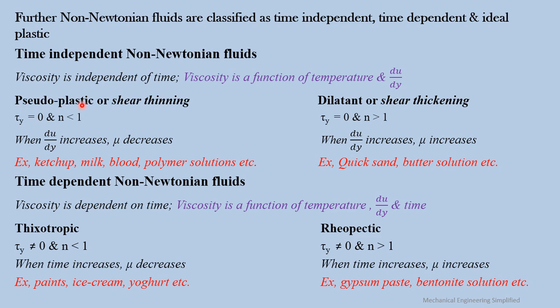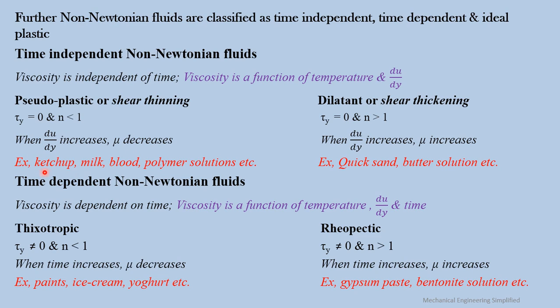One is known as pseudoplastic or shear thinning, and one is known as dilatant or shear thickening. What is this pseudoplastic or shear thinning? In this, the yield shear stress is 0 and the flow behavior index is less than 1. When du by dy increases, mu decreases. Okay, example is ketchup, milk, blood, polymer solutions, etc. This means that when the velocity gradient increases or the shear increases, the viscosity decreases.